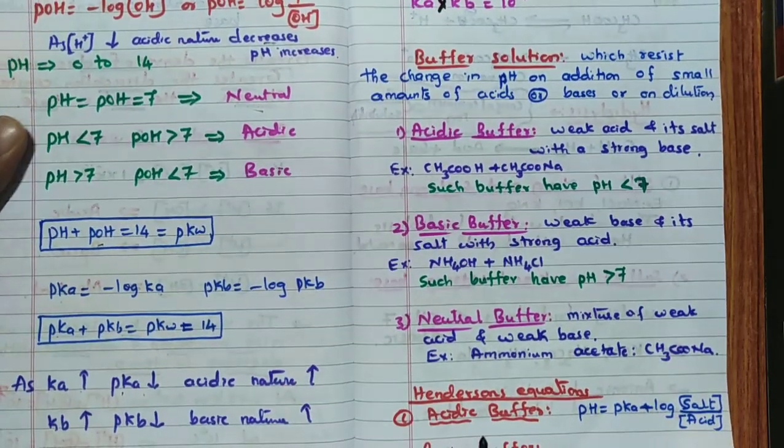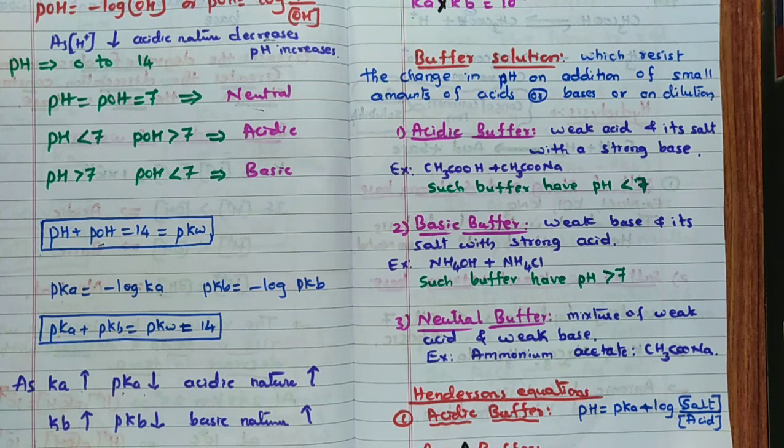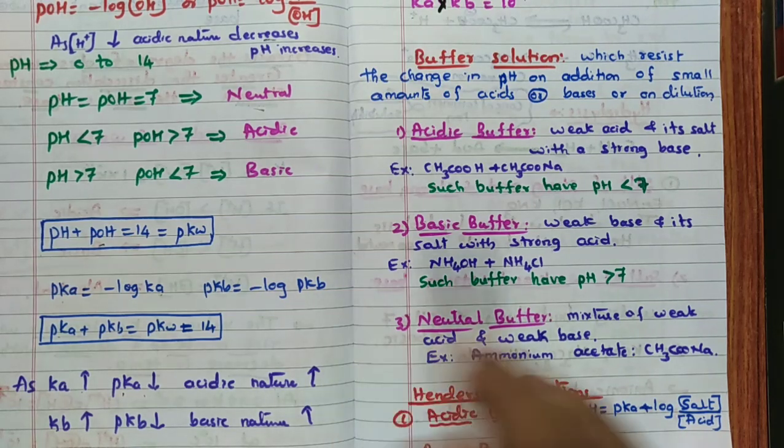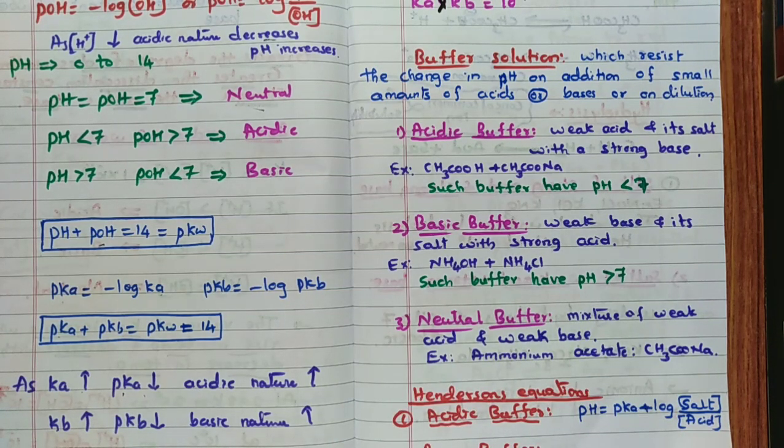Then buffer solution. Remember, it is a solution which resists the change in pH, which means it will not allow the change in pH on addition of small amounts of acids or bases, or on dilution also. So such a solution is added before preparation of the other solution so that it will prevent the change in pH. There are three types of buffer: acidic buffer, basic buffer, neutral buffer. Here don't remember the examples, you can frame them very easily.